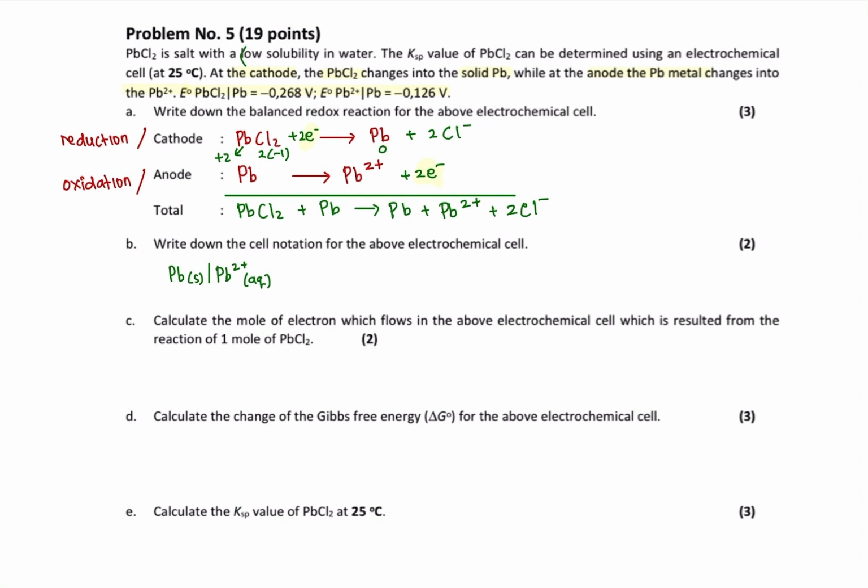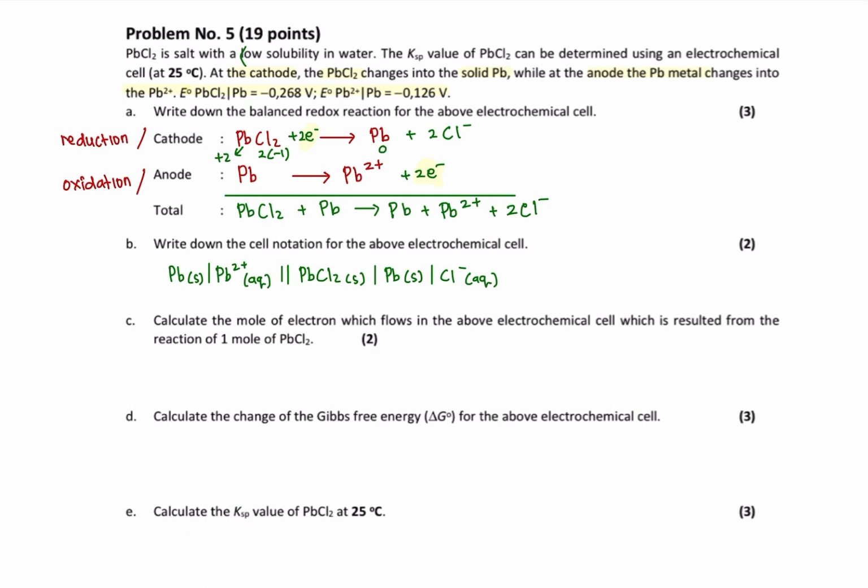And then the next one here is writing the salt bridge. And then the next one is the reduction process. So here we have PbCl2. This is solid. And this changes into Pb, which is also solid. And then here we have Cl minus, which is aqueous. Now the question C, calculate the mole of electrons which flows in the above electrochemical cell, which results from the reaction of 1 mole of PbCl2.